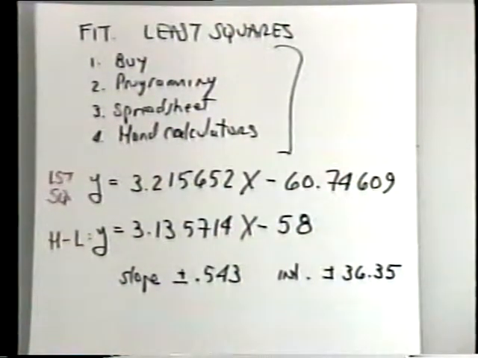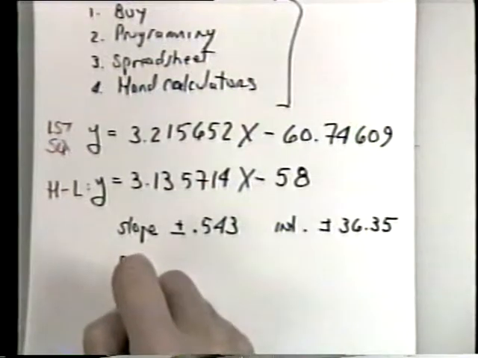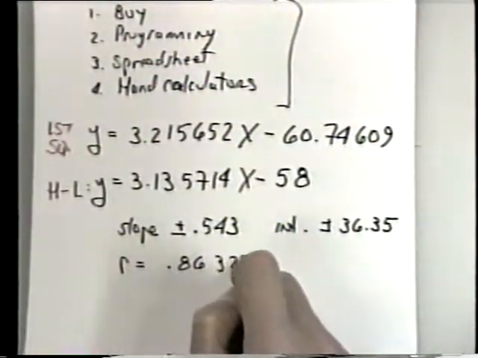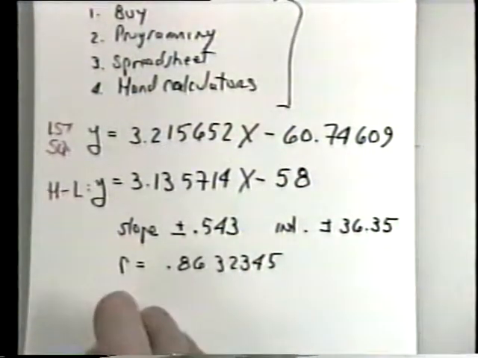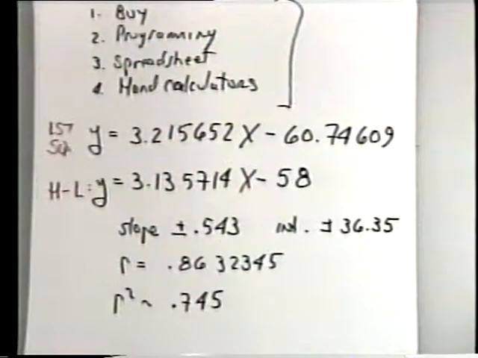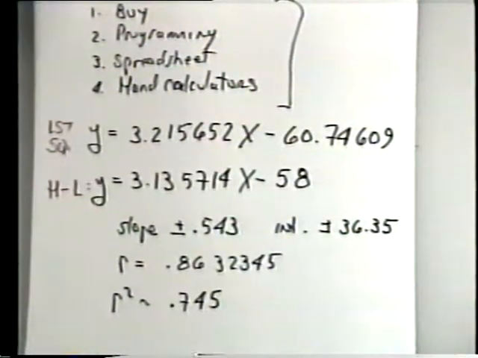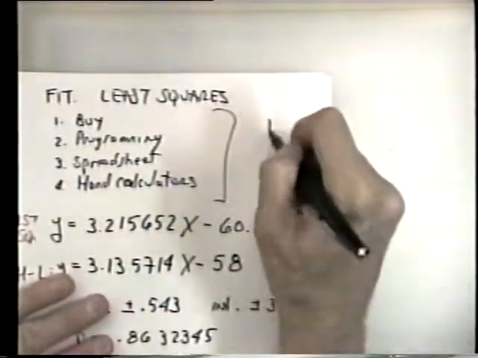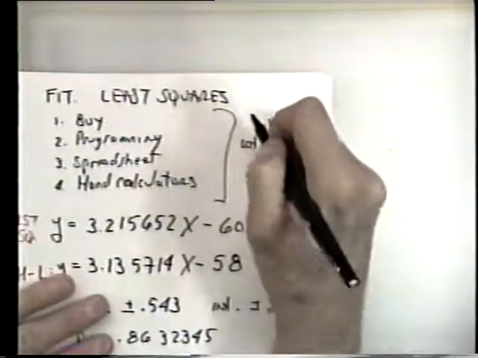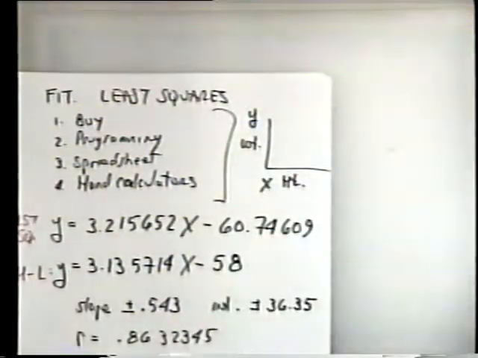And the R value is 0.863235, and so R squared is about 0.745. So this means that the data is pretty tight, and about 3/4 of the variation, 75%, is explained by the fit. And this was fitting the weight versus the height, where y was the weight and x was the height.